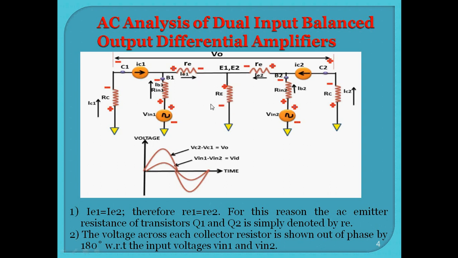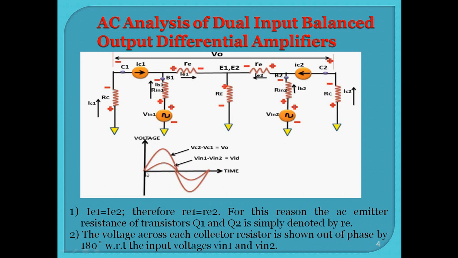And here for this resistor RE, there are two currents flowing through it, that is the IE1 current because of Vin1 and the IE2 current because of Vin2. So two currents are flowing through this resistor RE.